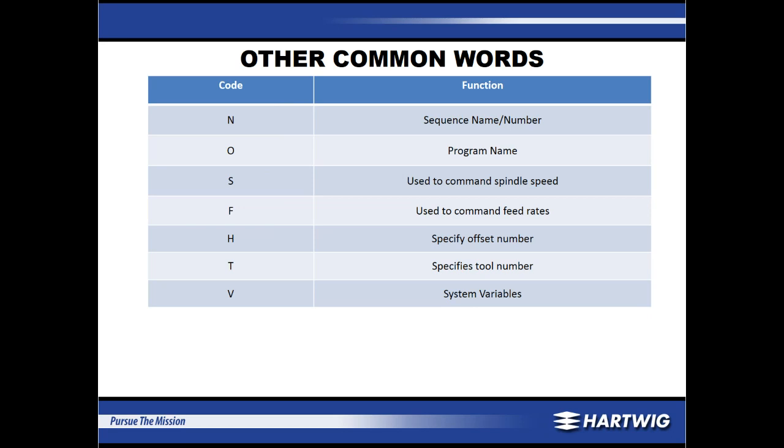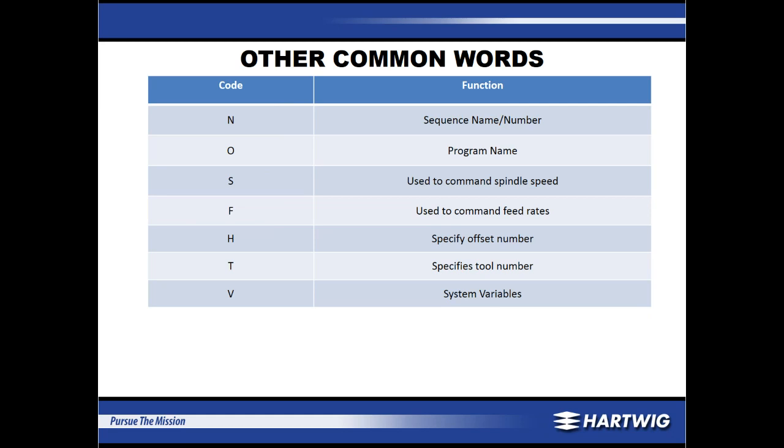Another code that you would typically see only at the beginning of the program is O. It wouldn't be too uncommon to see a program that had O and then 4 characters after it that would represent the program name. If we're using subprograms, that's how we tell the controller which subprogram name we want to target. We will use an S whenever we need to command spindle speeds. We will use an F whenever we need to command feed rates.